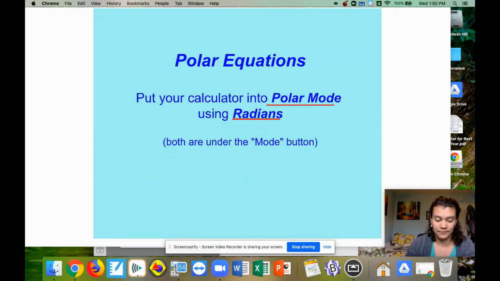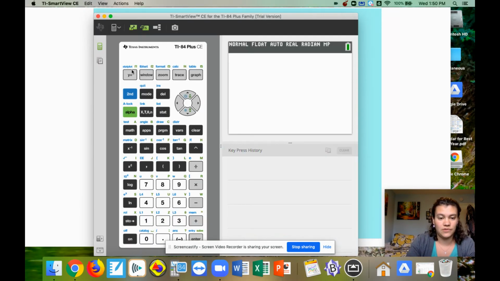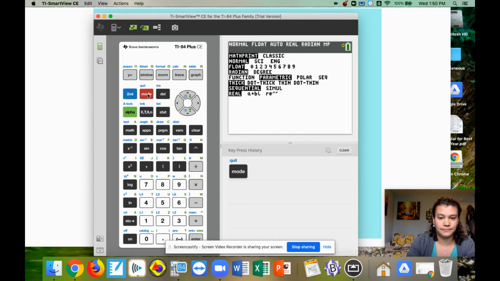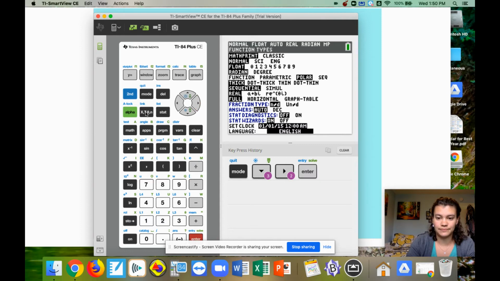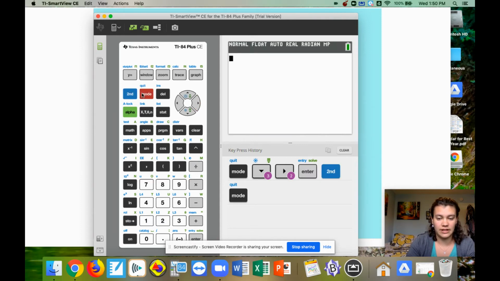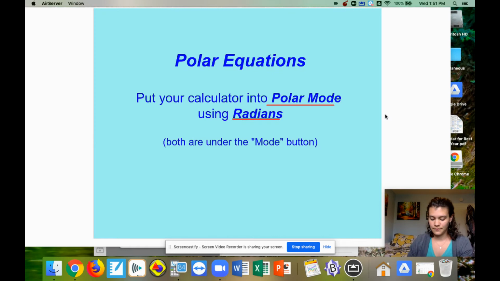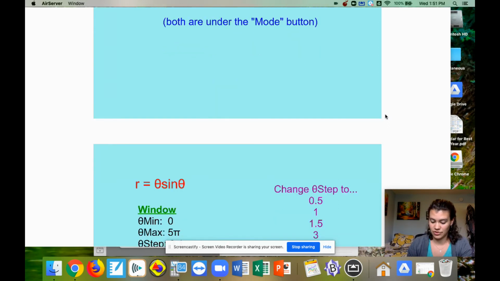How do you graph them? Like we did before when we switched into parametric equations, it's similar to get to polar. So go to your mode. Again, you want to be in radians, and then we want to have polar selected. So arrow down, over to polar, hit enter, and then you can do second quit to get out of that. Make sure you're in radians. If you're ever graphing polar stuff and it's not working, make sure you're in radians first.